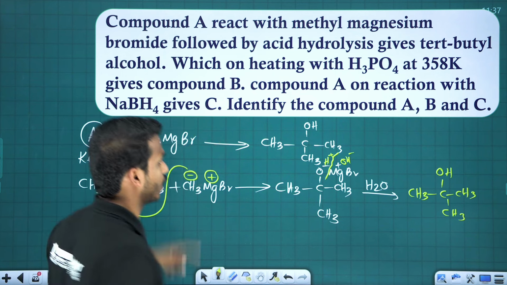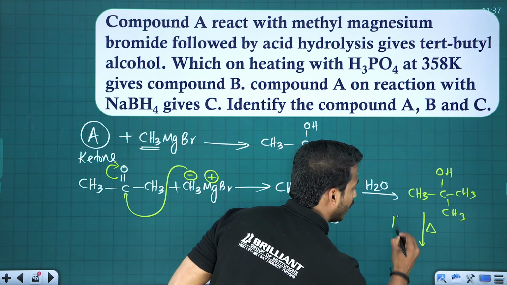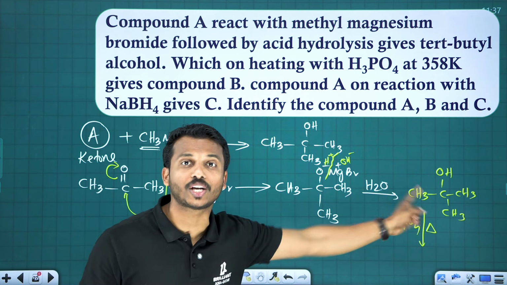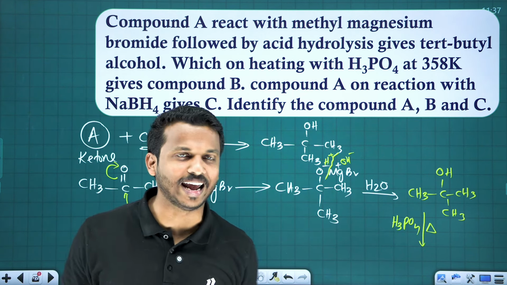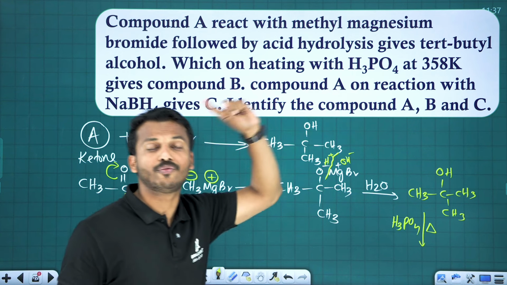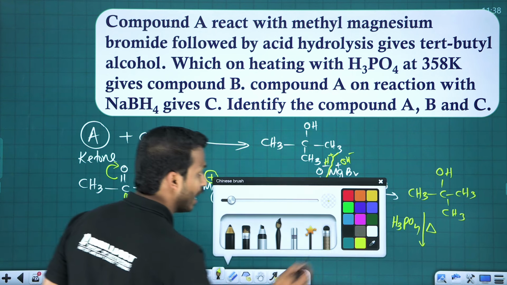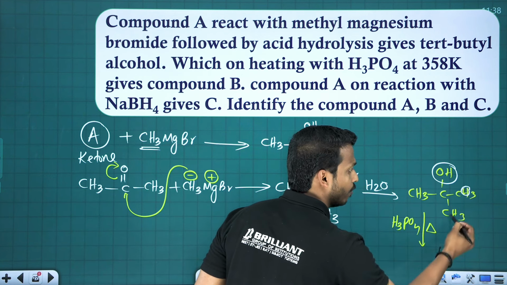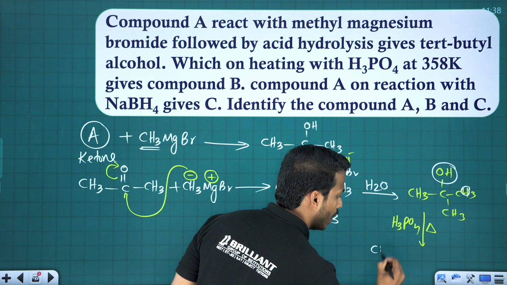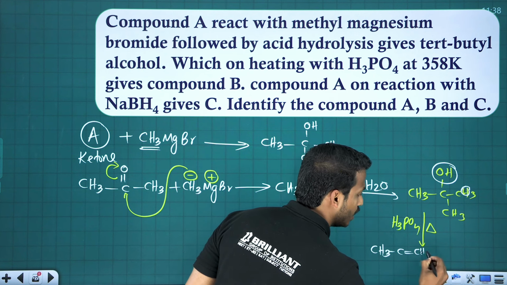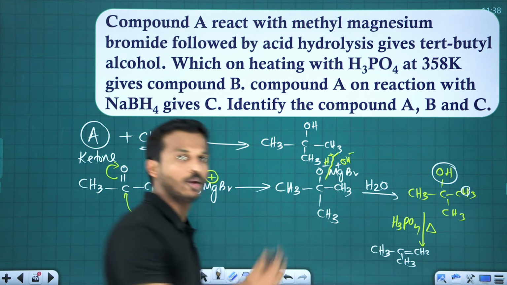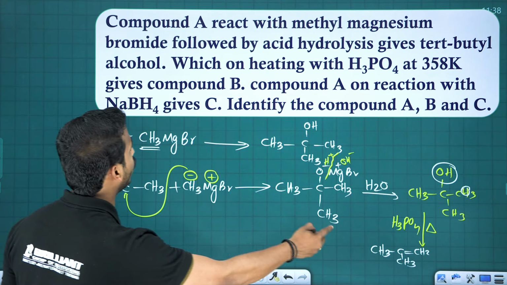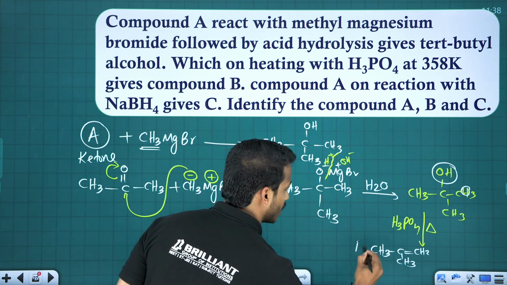Which on heating with H3PO4 at 358 Kelvin. Since it is a tertiary alcohol, you know what a dehydrating agent is, right? H3PO4 at 358 Kelvin, that is dehydration. What do you mean by dehydration? Removal of water. So OH, let me take from here. Hydrogen is taken from any of the carbons. We'll get a double bond here. We get CH3-C(=CH2)-CH3. This will be the product. You will get 2-methyl propene. So that is compound B.